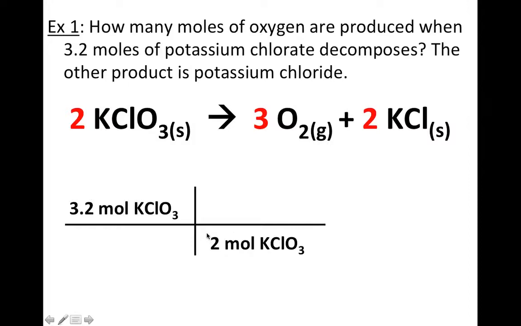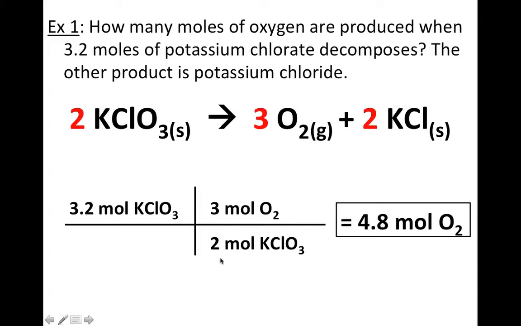Okay, and 2 moles gives me how many moles of what? I want moles of oxygen. So 2 moles of this gives me 3 moles of oxygen. So this is where that ratio comes into play, right? 2 gives me 3. So 2 gives me 3 moles of oxygen, okay? That's what I want to find out. So I'm done. I multiply 3.2 times 3 and divide it by 2, and I get 4.8 moles of oxygen. So there's my answer.